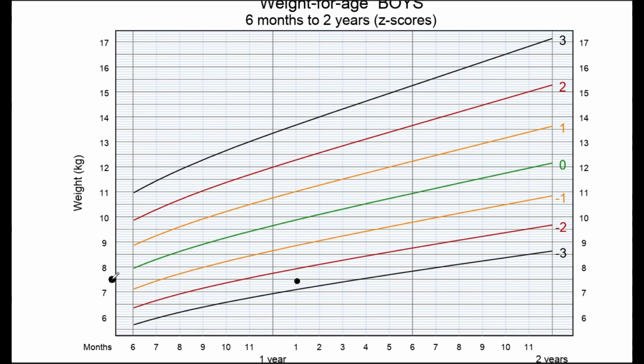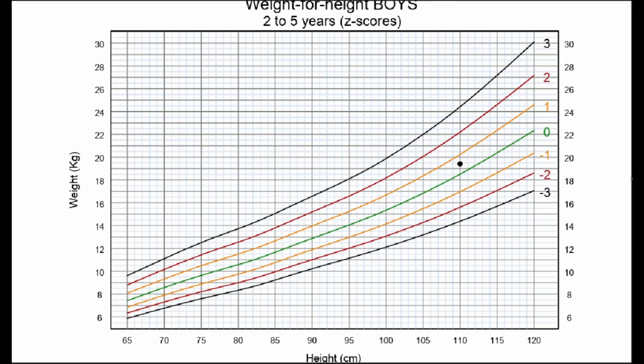The following weight for age chart is for a boy who is 1 year and 1 month old. He weighs 7.5 kilograms and is 70.3 centimeters in length. Notice that his weight for age is below the 2 z-score line. So he is considered underweight. A boy aged 3 years and 11 months weighs 19.5 kilograms and is 109.6 centimeters tall. His weight for height, shown on the chart below, is in the normal range.